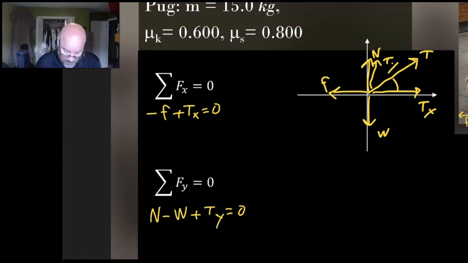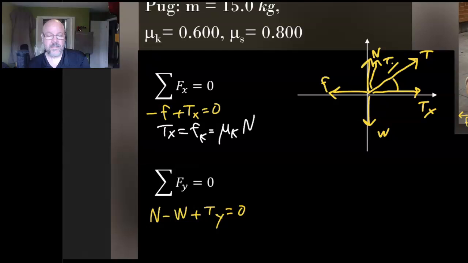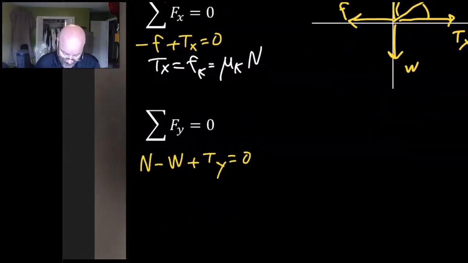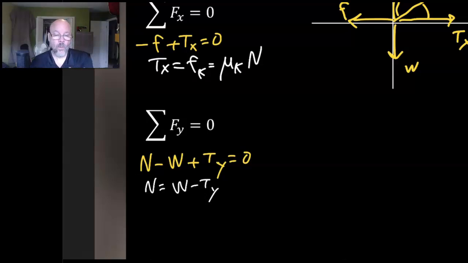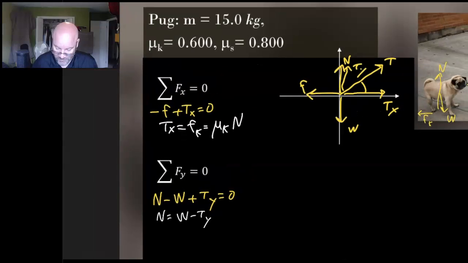Here, use white. So we can see that Tx is going to have to be equal to the friction, and this is kinetic friction. So we're going to have mu k times the normal force. Now we got to figure out what we have for the normal force, and it's a little bit different this time because our normal force is equal to the weight minus Ty. So our weight is just mg. The normal force is not just mg, and it's actually less.